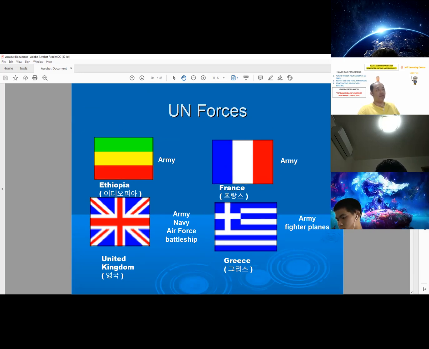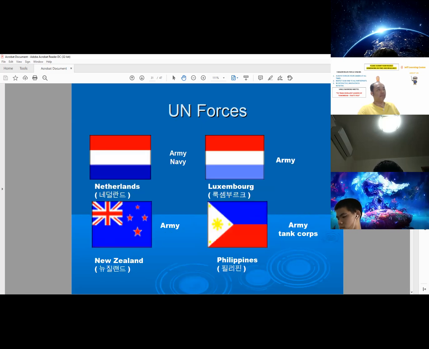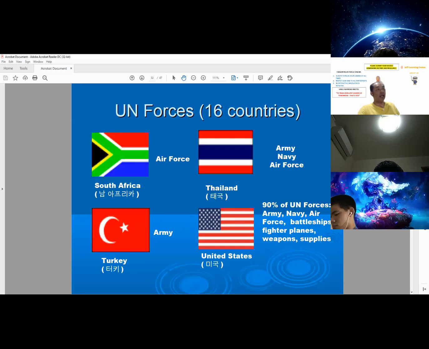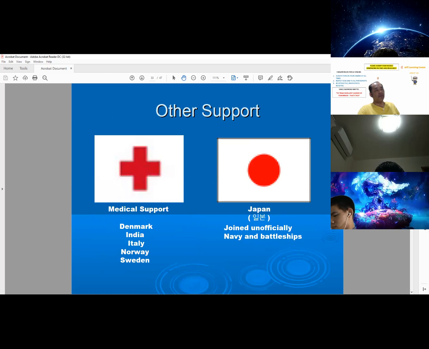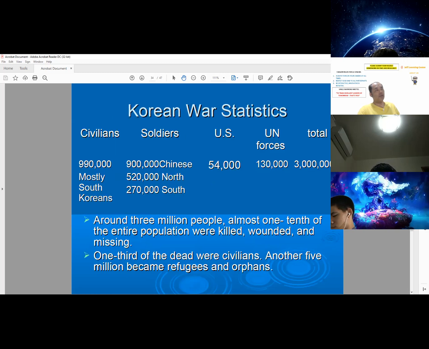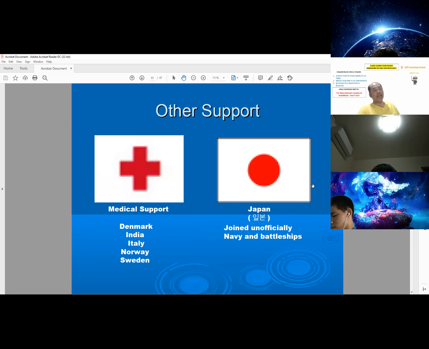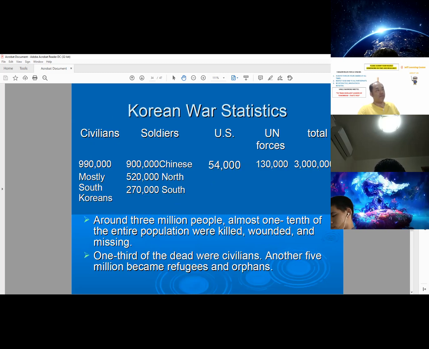The UN forces sent to help. Okay, wow, so 16 countries altogether. The other support, Japan also came in. Because Japan at that time already could not, it was under US military, so they could not attack. They only supplied medical help. You see how many people died?